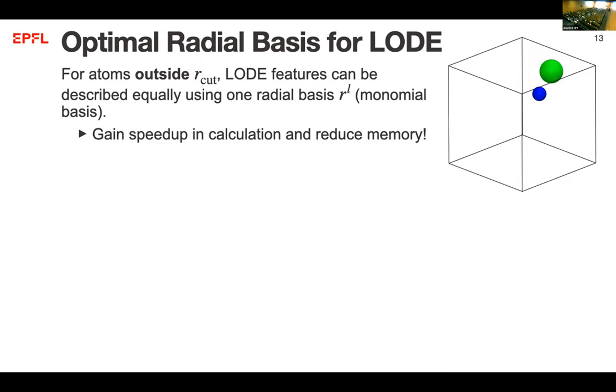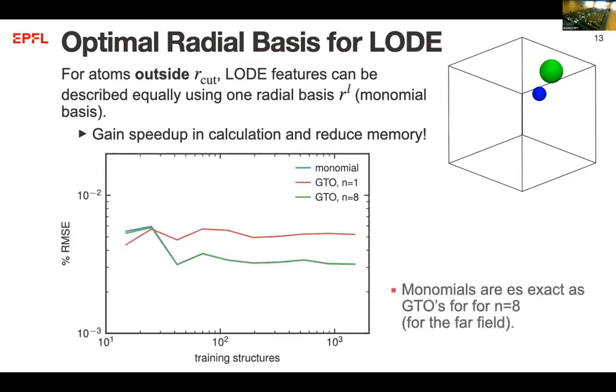And now we just look here at an even simpler system, because there we can work out the interaction analytically. So just two ions in a periodic cell. And what we see here, the monomial one is the blue one, which lies exactly under the green one, which is the GTO, and factor A. So you need 8 times less data for your learning, but you get exactly the same RMSE.